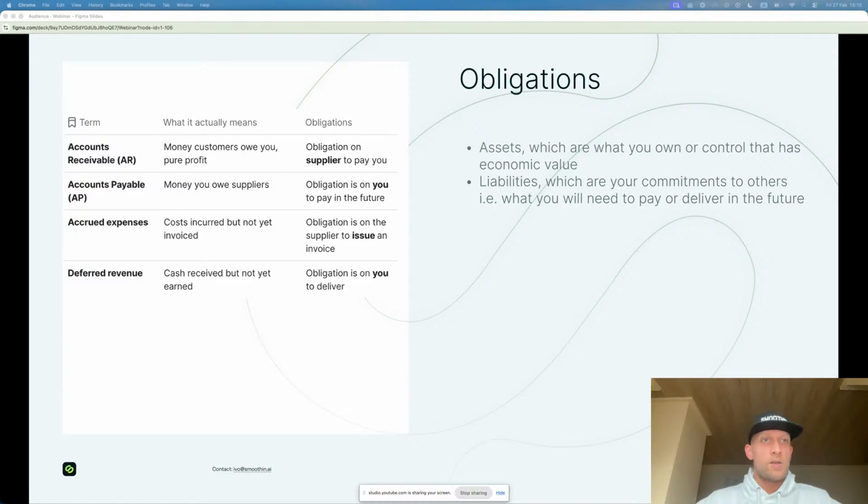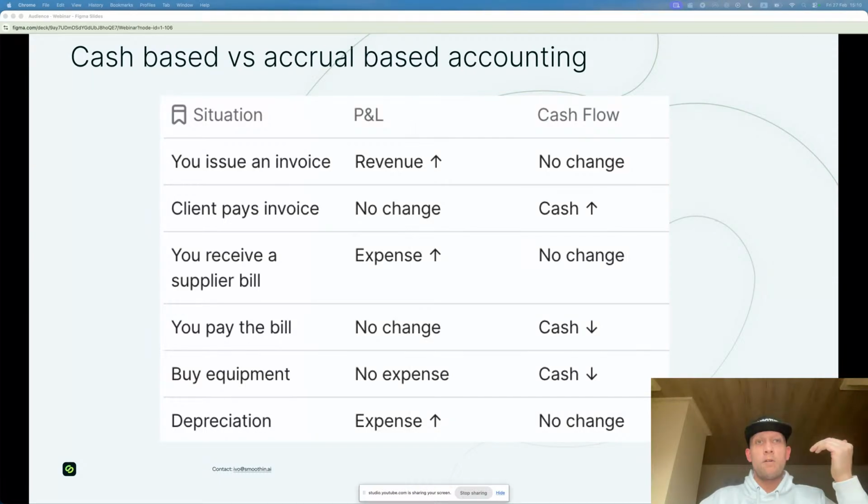All right, cool. So with that, we can basically have a uniform way of looking at any business and evaluating any business. You can also think of cash-based versus accrual-based accounting in the following way, right? So profit and loss is the normal report that you usually get from your accountant. You can also ask for a cash flow statement, and you can compare the two. So if you issue an invoice, there will be a change in the profit and loss, but there will be no change in the cash flow unless the money already came in. Once the client pays the invoice, there's no change in the profit and loss, but there is a change in the cash flow.